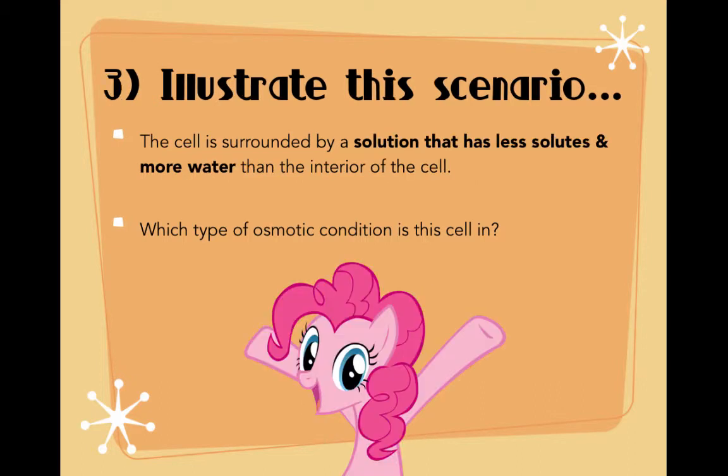And the last question, number 3, illustrate this scenario. The cell is surrounded by a solution that has less solutes and more water than the interior of the cell. Which type of osmotic condition is this cell in?